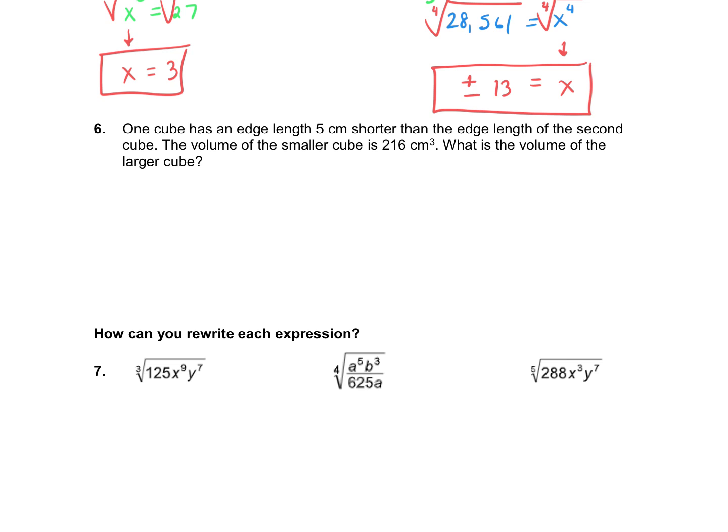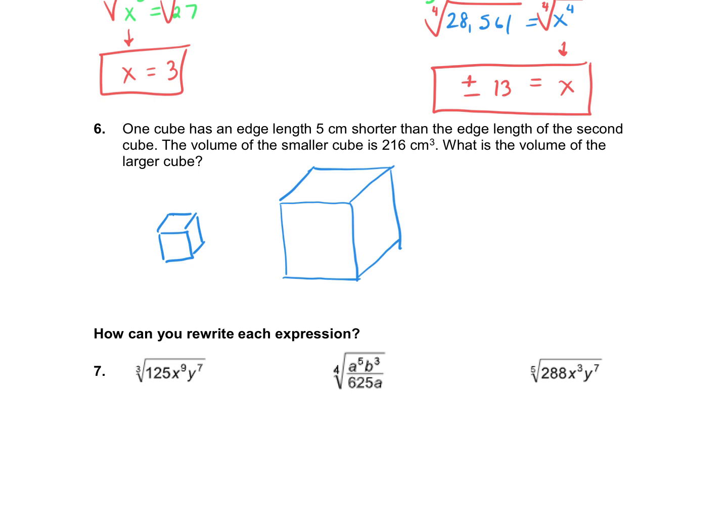All right, so what we're talking about is we have two cubes. A cube is a three-dimensional figure made up of all squares. So all those edge lengths are the same. So there's one. The other one is bigger, right? And all of those edge lengths, pretend this is a good drawing, those are all the same length. So it says one cube has an edge length 5 centimeters shorter than the edge length of the second one.